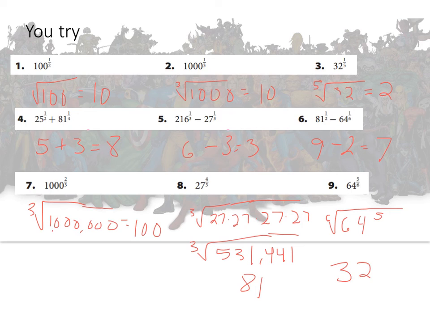Now, this one over here, 64 to the 5/6 power. That's 64 to the 5th power, which is a really big number. And then you're taking it to the 6th root. And after all that, you just get 32.